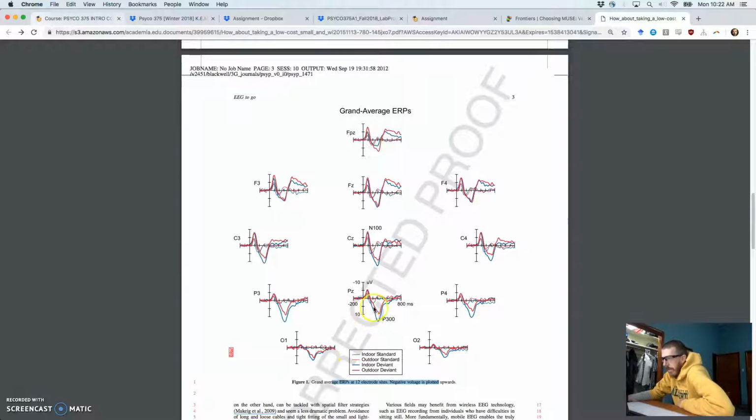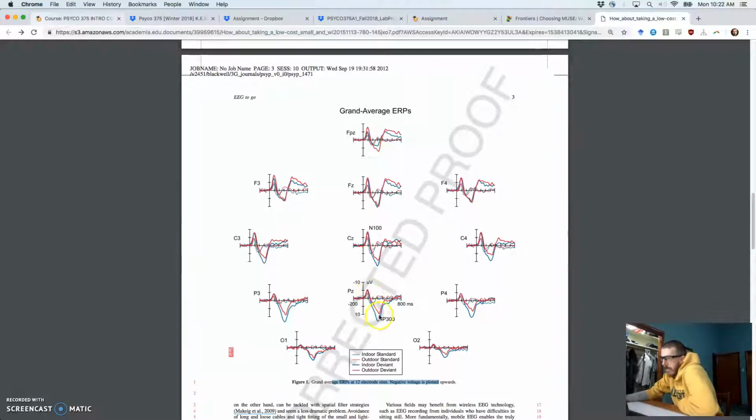And the thicker lines are when they had what's called a deviant, so a rare tone that occurs less often, that they have to count. So these participants are just listening to tones in headphones, and they have to count one of the two frequencies of tones. And here they're showing those rare tones are these solid lines.